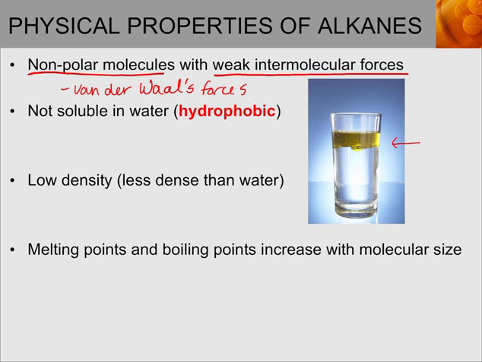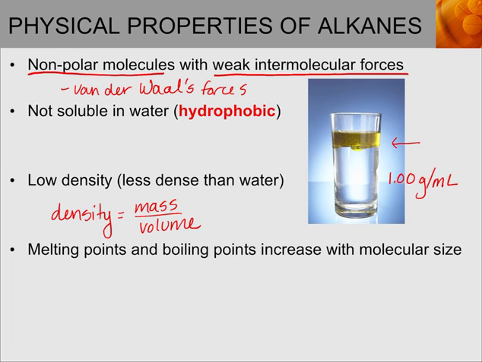Also, alkanes have low density, so if you have water and some sort of alkane, they're going to form two layers, similar to the oil and water on the right. And the alkanes, because they're less dense, will float on top of the water. Remember, density is equal to mass over volume. Now, the density of water is about 1 gram per milliliter. So alkanes will have densities that are less than 1 gram per milliliter.